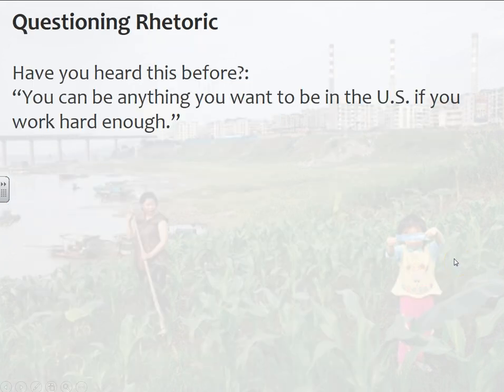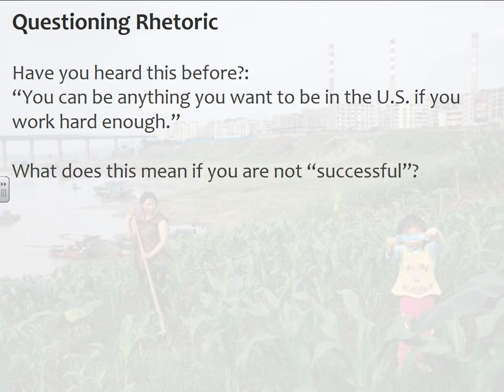So I want to kind of leave you with these last thoughts. Read through this. Have you ever heard this notion that you can be anything you want to be in the US if you work hard enough? So it doesn't sound like too bad of a thing. But I want you to think about what's the implication of this statement if you're not, quote unquote, successful. So think about if it's true that you can be anything you want to be if you work hard enough, what does it mean if you're not what you want to be?